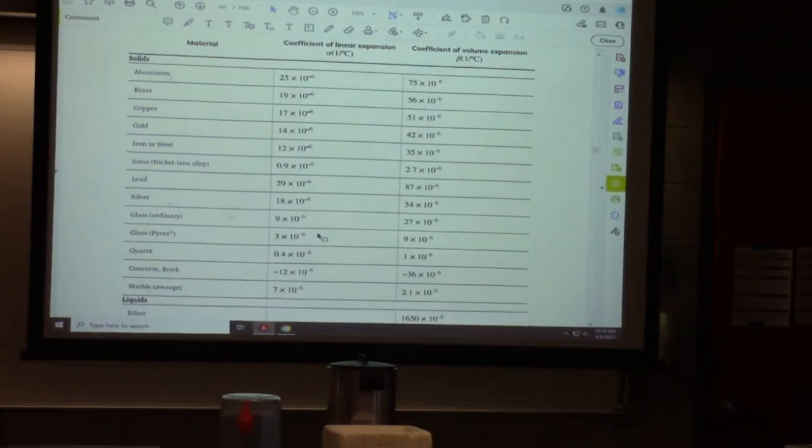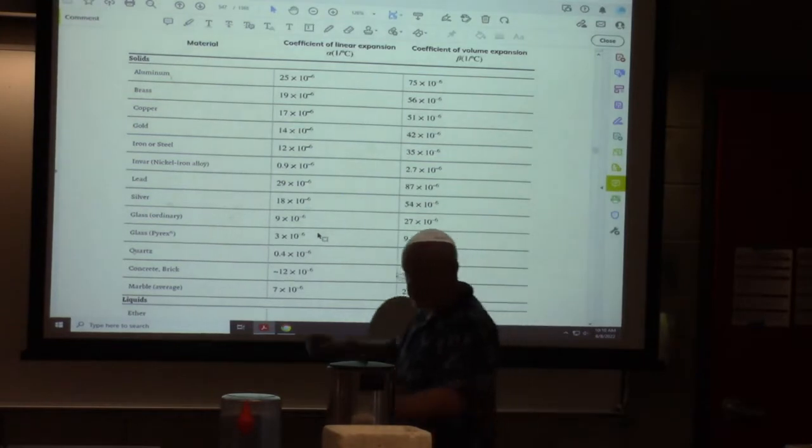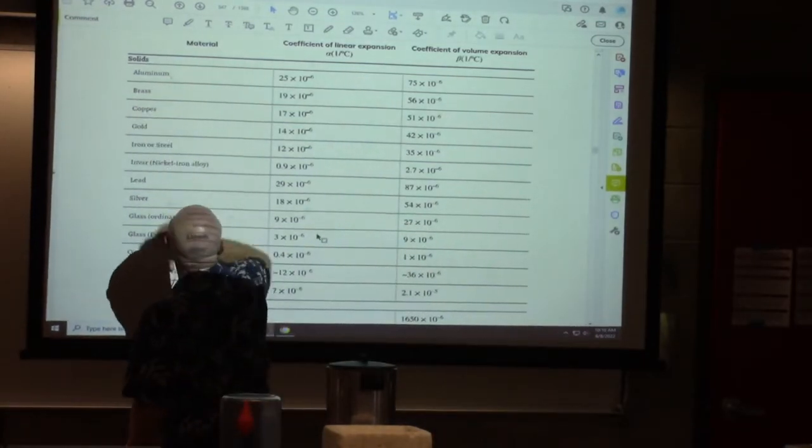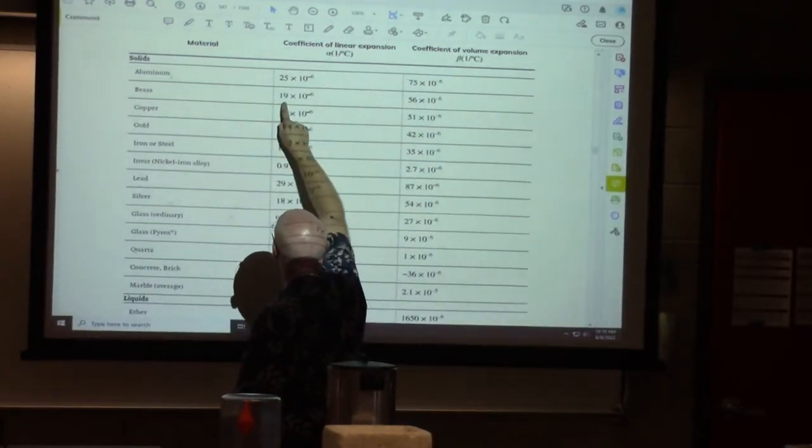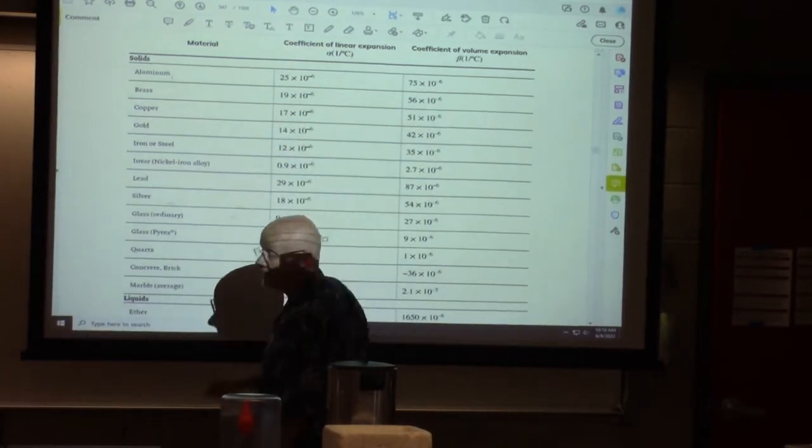And so why don't I pick on brass, since that's what I was using up here. So here's brass. Notice it says 19 times 10 to the minus 6.